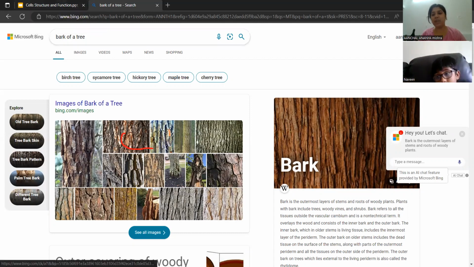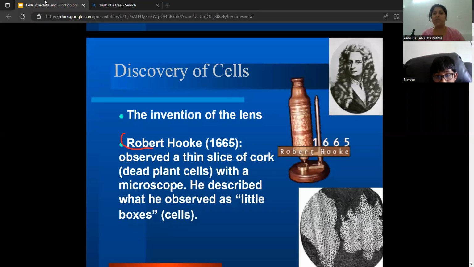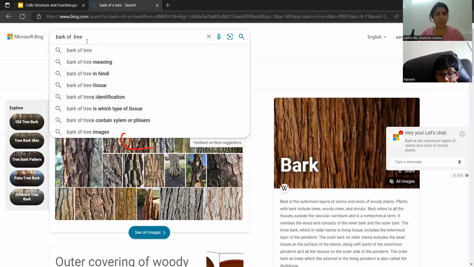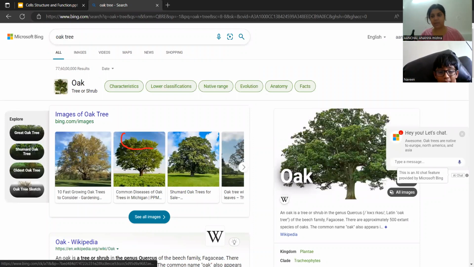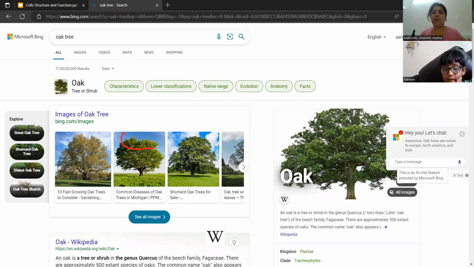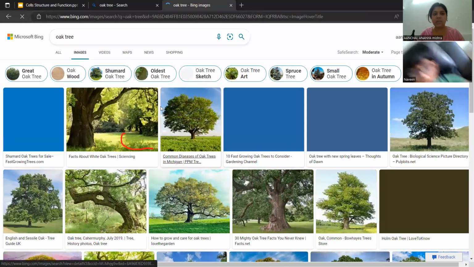So what he did, he just took a piece of this bark and tried to observe it under a microscope, right? And which tree was it? It was an oak tree. We have a lot of trees, right? We have mango trees, neem trees, orange trees, lemon trees. So this is one type of tree, this is the oak tree.